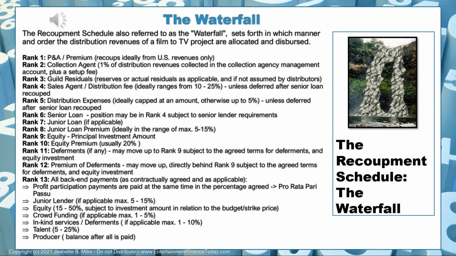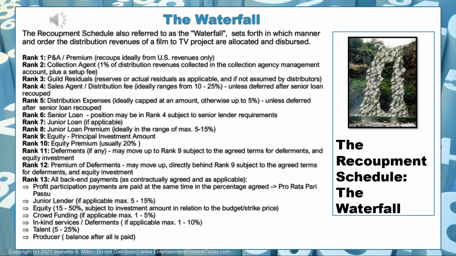And then we have the equity after the junior lender. Again, the equity could jump up to rank 7 if there is no junior lender. So here we have the equity principal investment amount paid first. And then in rank 10, we have the equity premium paid at 20%. Now rank 11 would be deferments if you have any deferments.